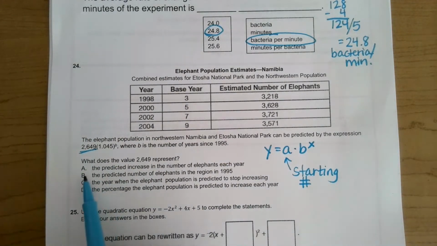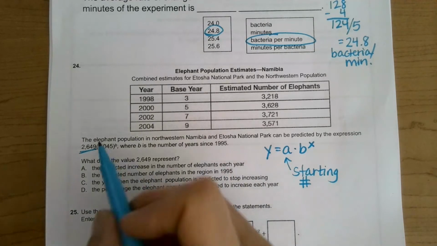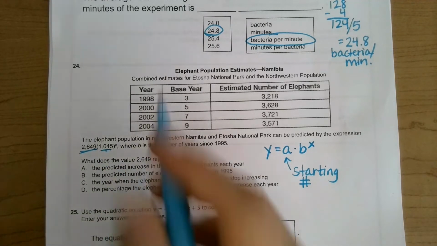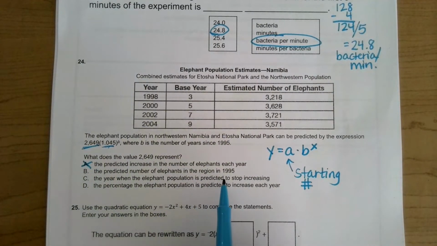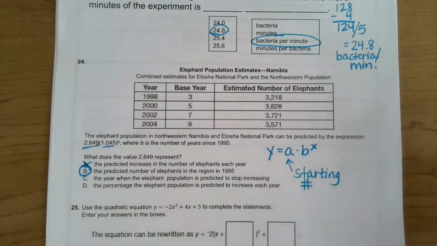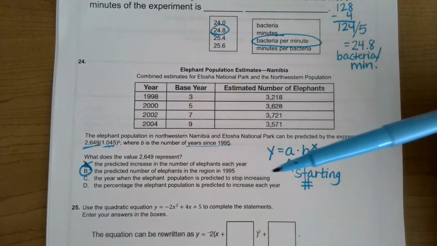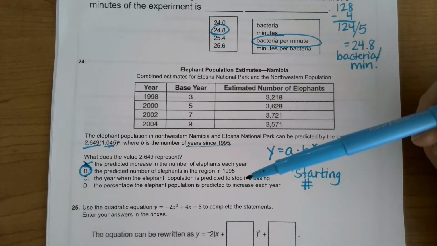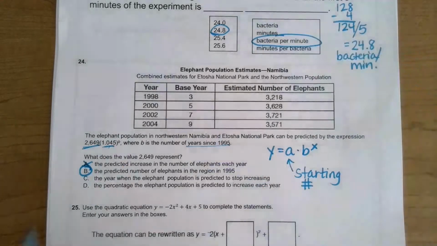So let's see, A, the predicted increase in the number of elephants each year. No, the increase would be your growth factor, which is inside the parentheses, so it can't be that one. B, the predicted number of elephants in the region in 1995. Yes, that would be your starting number, and it's years since 1995. So it'd be how many they predicted, because of course it's hard to count exactly how many of a certain kind of animal in an area, so it would have to be a prediction. Let's just double check that the others are not better, but this one sounds right.